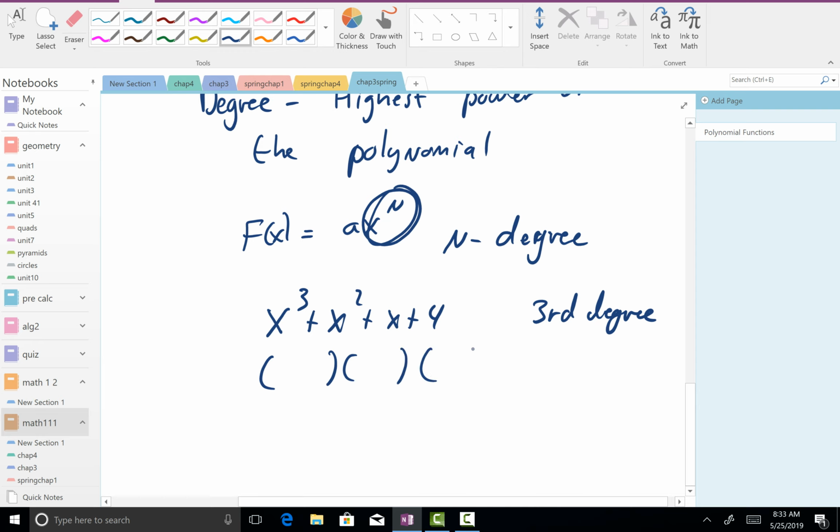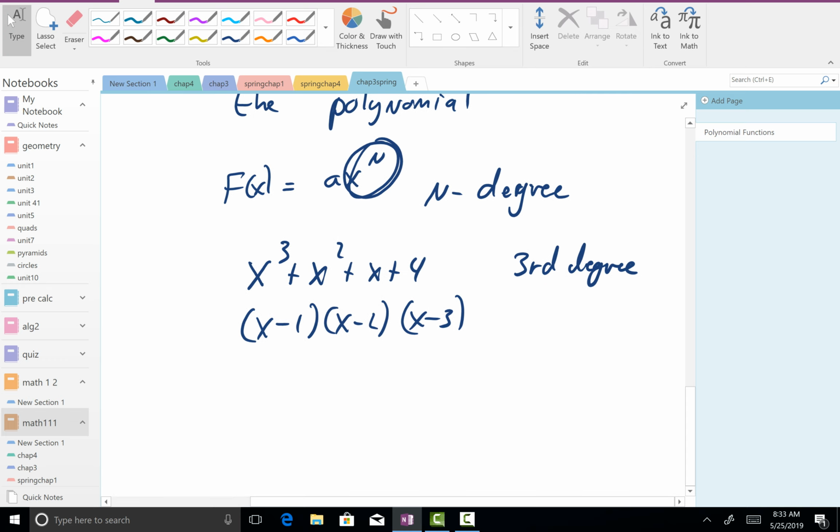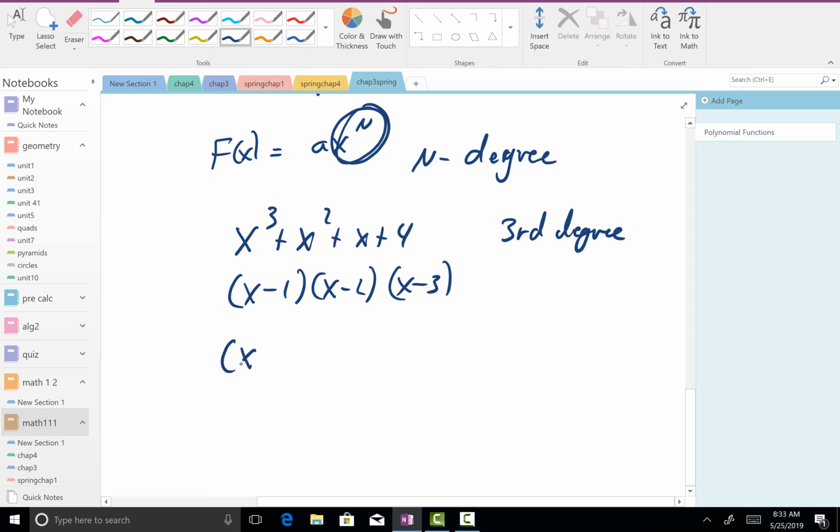Even if it's written like this, which we haven't looked at yet, that's a third degree because this one is written twice. So that counts as 2. 1, 2, 3. So that's a third degree. Those are all third degrees. And then, of course, if I have an x to the fourth, even if I skip a term or two, that's a fourth degree, highest power.